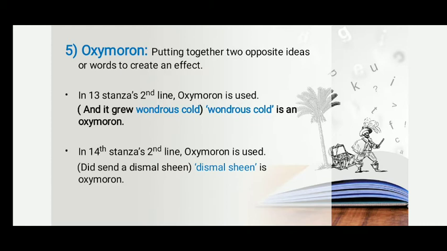In 13th stanza, second line, oxymoron is used. Let's see. And it grew Victoria's cold. Here, Victoria's cold is an oxymoron.